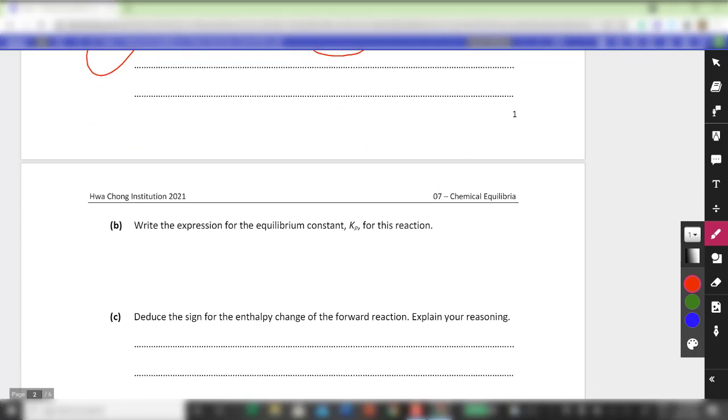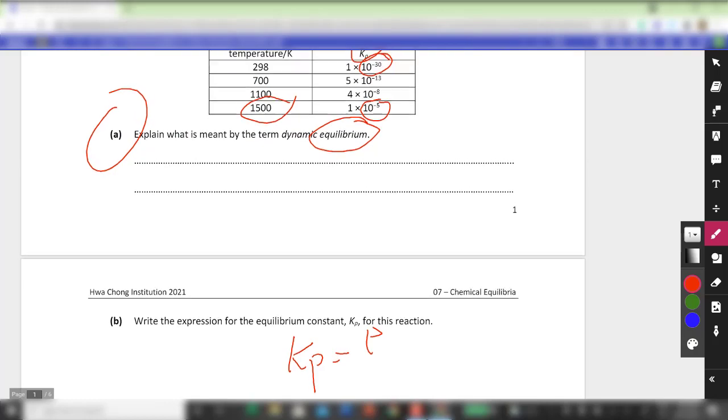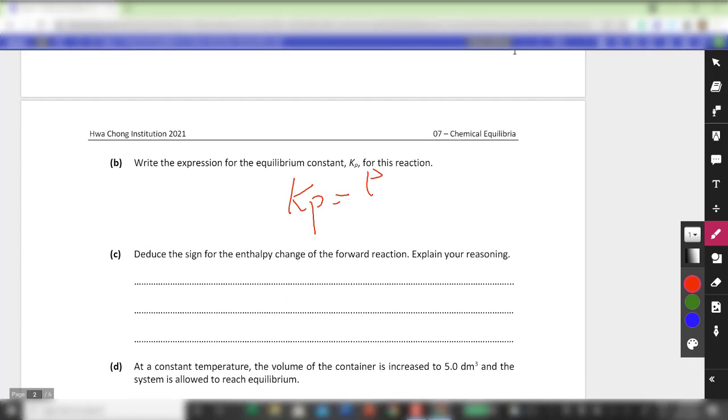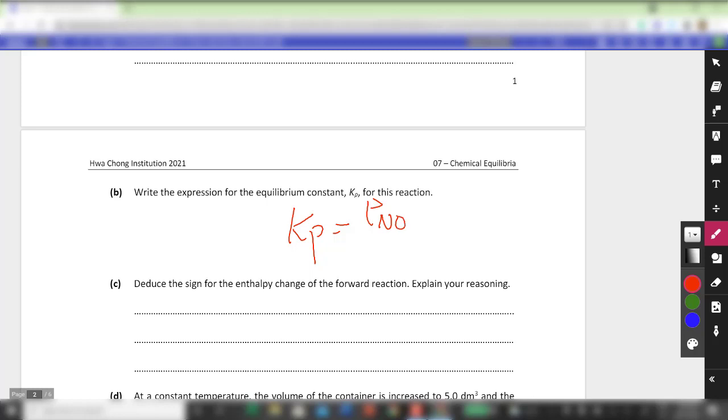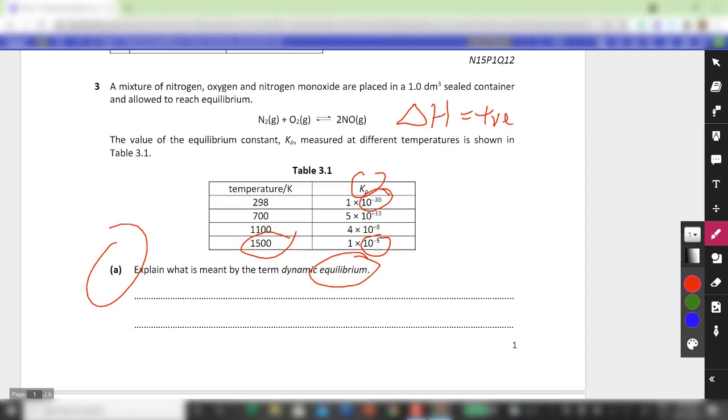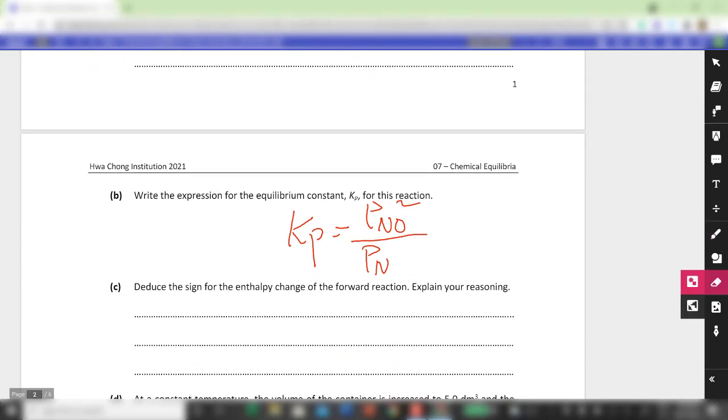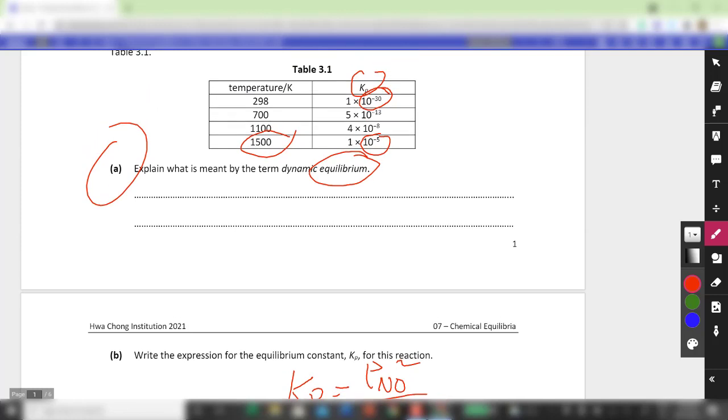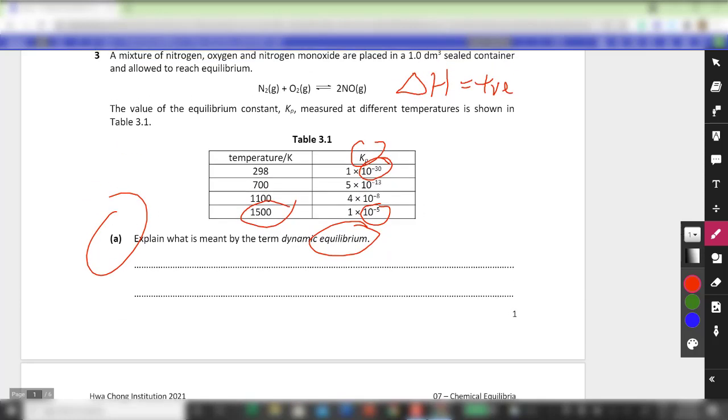Write the expression for the equilibrium constant. This is pretty straightforward, almost equivalent to a recall, because at this stage, you should be able to easily write out the equilibrium expression. So the partial pressure of NO squared over the partial pressure of N2 and the partial pressure of O2. To the power of 1, you don't have to put the 1 there. Okay, deduce the sign for the enthalpy change for the forward reaction. I think earlier on I mentioned it: as the temperature increases, the value of Kp increases, so that means the forward reaction must be endothermic.